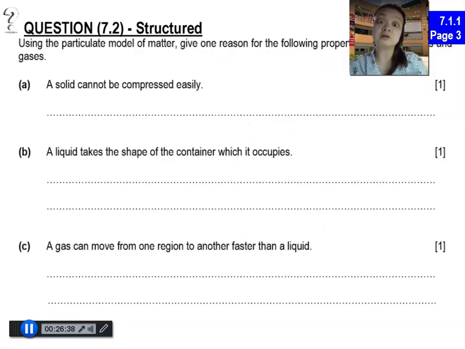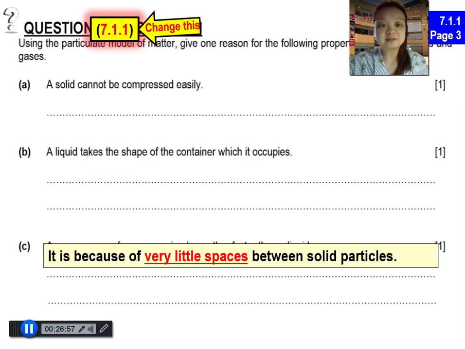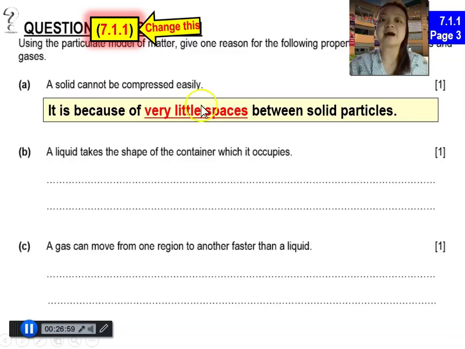Why can't a solid be compressed? Now remember, how are your solid particles arranged? Your solid particles are arranged very close together, right? Are there a lot of spaces? No. And if there's no space, can you push the particles close together? The answer is no, because they are already so close, there is no more space to push. So we will say that it is because there are very little spaces between the solid particles. That is why it cannot be compressed.